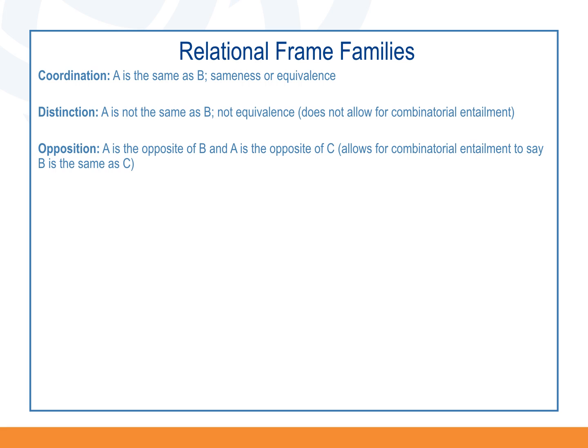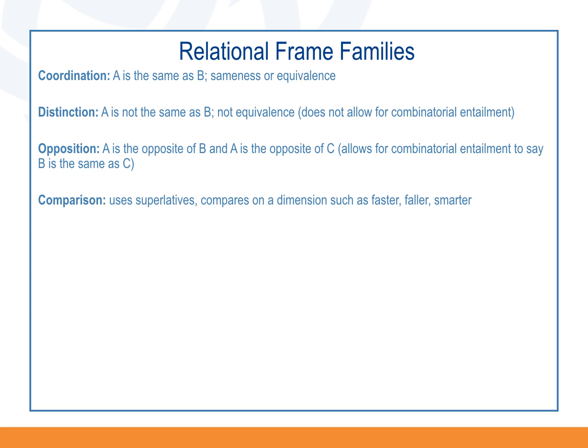Opposition is the opposite of. So A is the opposite of B, and A is the opposite of C. And then that actually will allow you to say that potentially B is the same as C. That's that relational frame, using the opposite of. If red on the water faucet means hot, and blue is the opposite of red, and hot and cold are opposites, then you could know just some of them and figure out the other components.